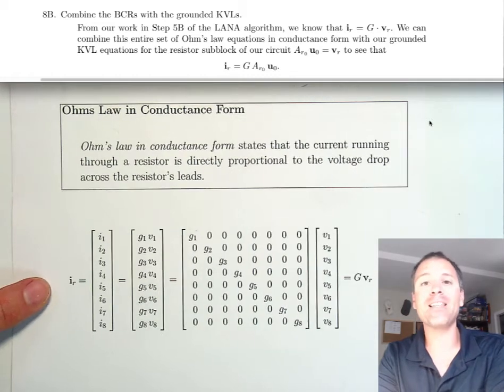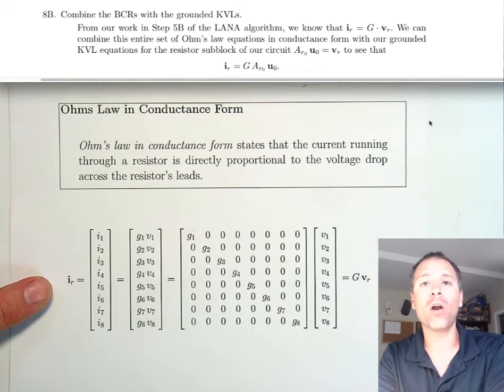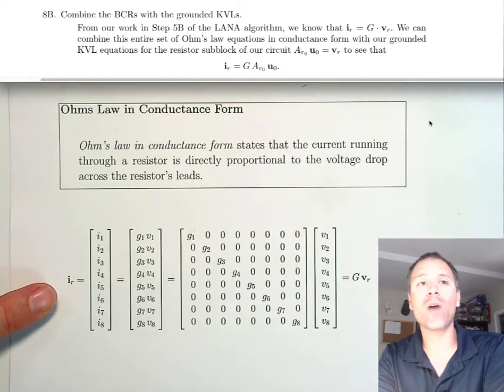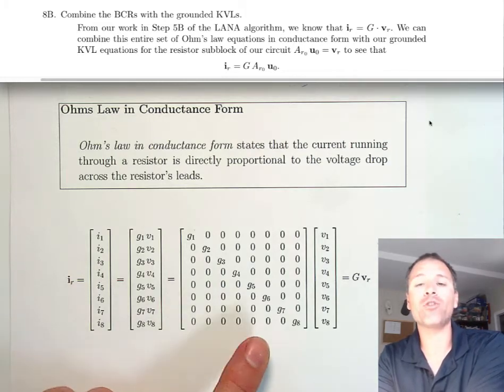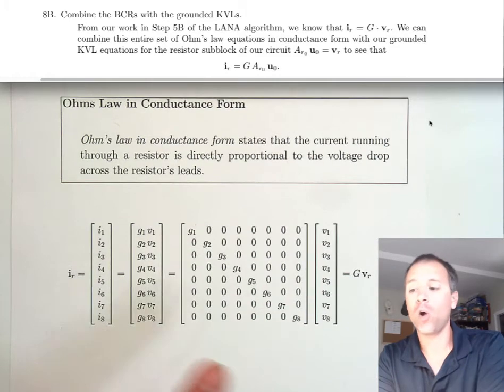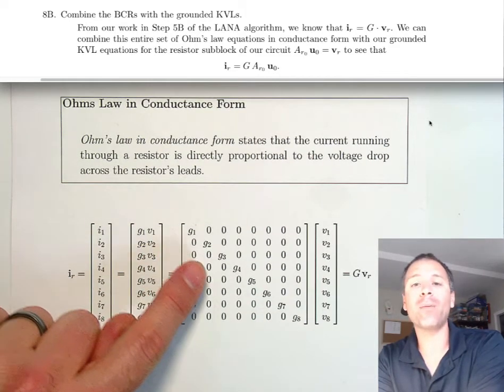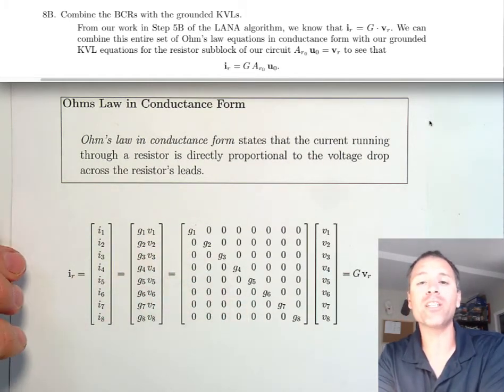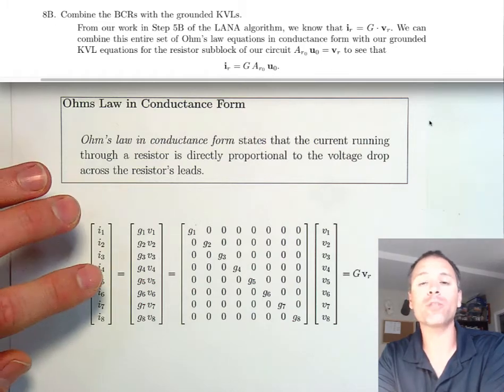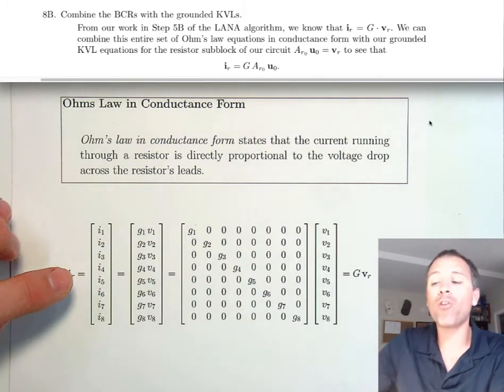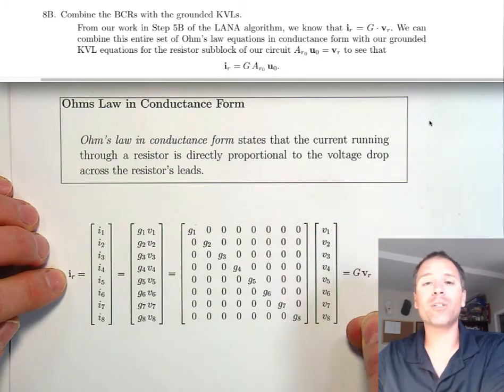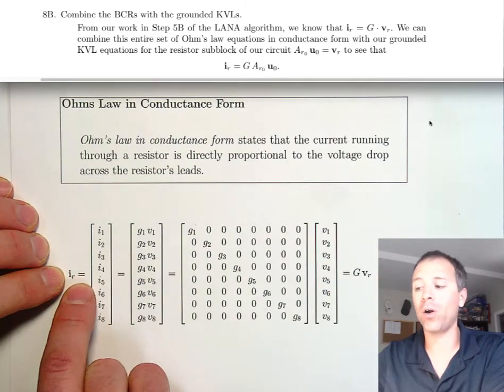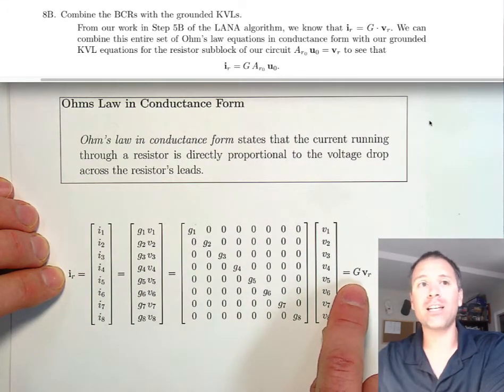Every time I see the vector I sub R, the currents running through the resistors, I could write that as a diagonal matrix, the conductance matrix, which is the diagonal elements defined by 1 over the resistive elements for each corresponding resistor, multiplied by the voltage drops across the resistors. So I could write I sub R is equal to G times V sub R.